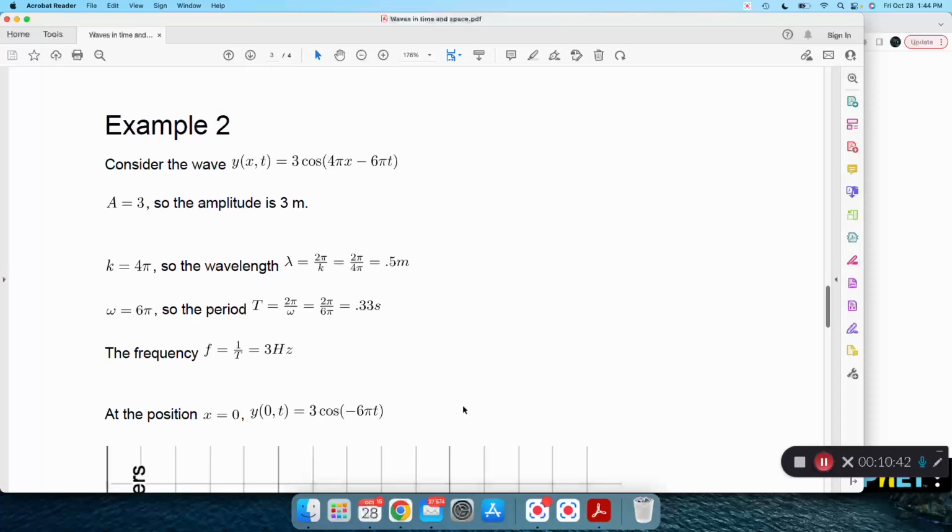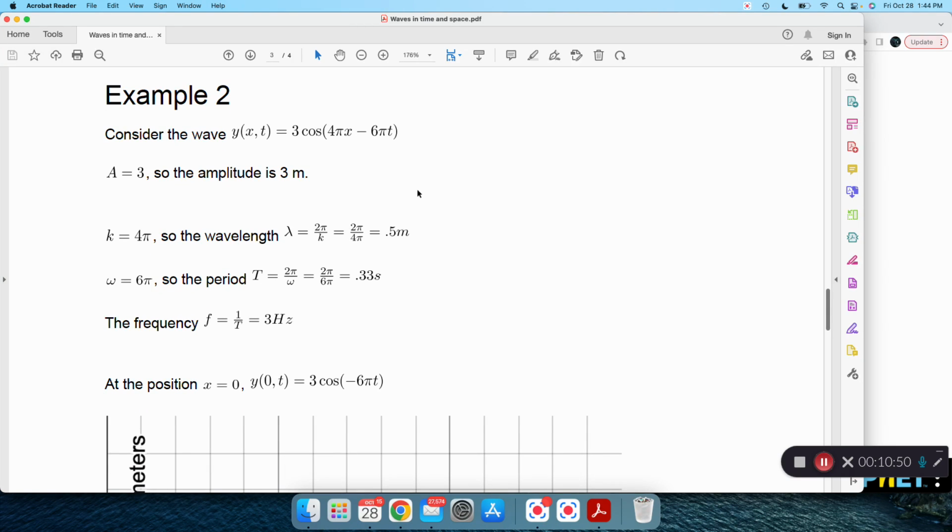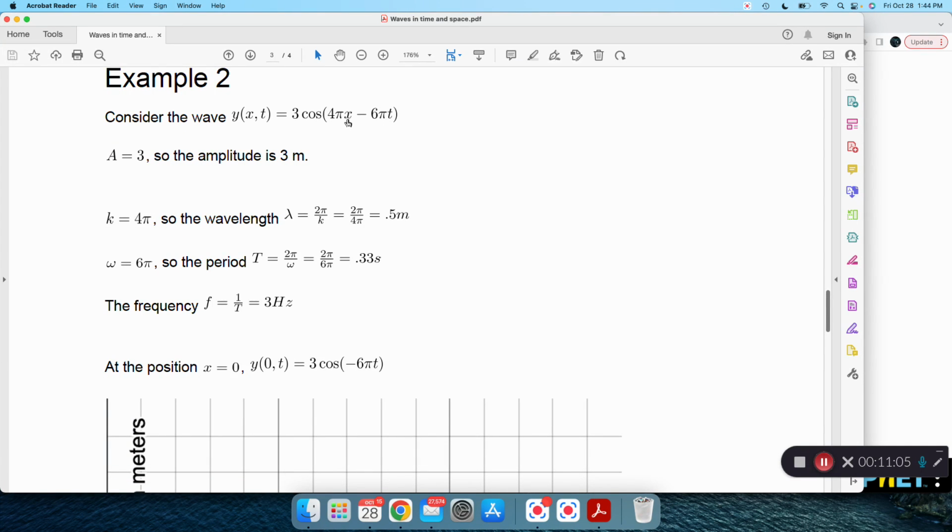Okay, here's another example. So now somebody has handed me a wave in function form here, and I've got to figure everything out. So A gives us the amplitude. The absolute value of A is the amplitude, and that's measured in meters. So this wave will go up and down 3 meters above and below the midline. The number beside x we call k, and that's related to the wavelength. The wavelength is 2 pi divided by k. So that's the distance from one crest to the next, half a meter. 2 pi divided by 4 pi would be 0.5.